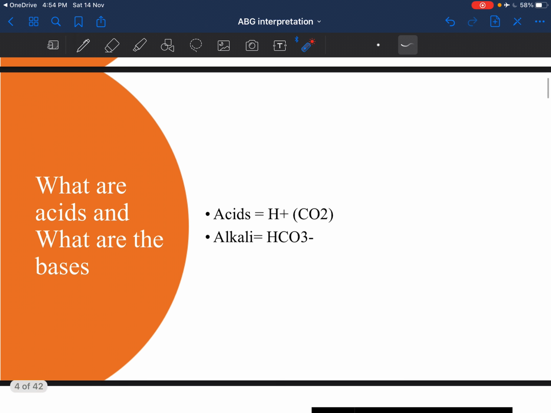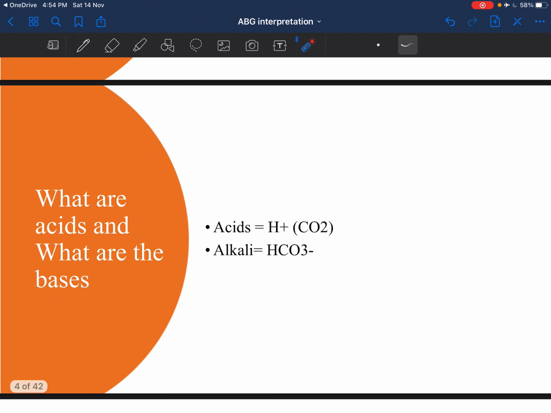So what are acids and what are bases? Acid is anything that has a hydrogen ion and alkali is anything that has a bicarbonate. I will not be discussing in the traditional sense where you say going in the same direction and going in the opposite direction, because personally that is more confusing for me. This sort of understanding is easier for me, so that is how I am going to teach you guys.